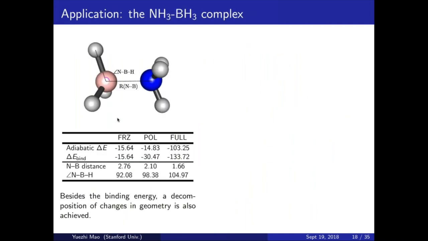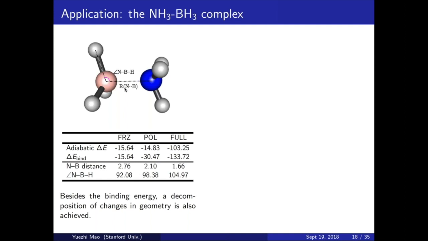And a very important feature of this method is, besides decomposing the binding energy, by performing geometry relaxation on each potential energy surface, we can get a decomposition of changes in the structure as well. And this is an NH3-BH3 complex.